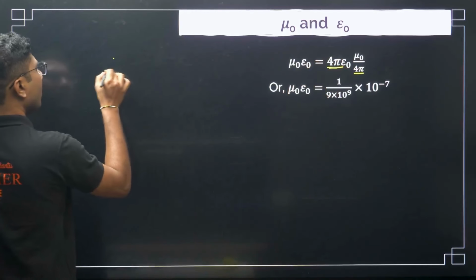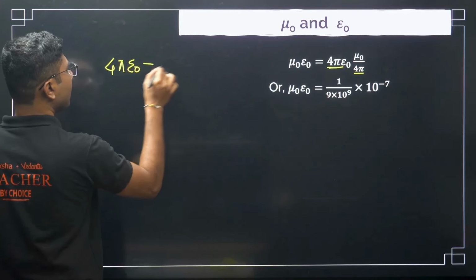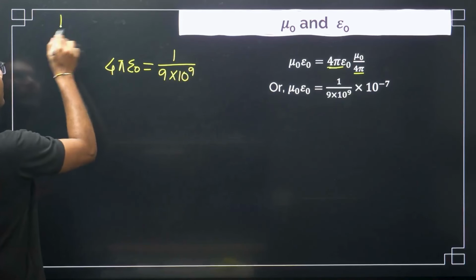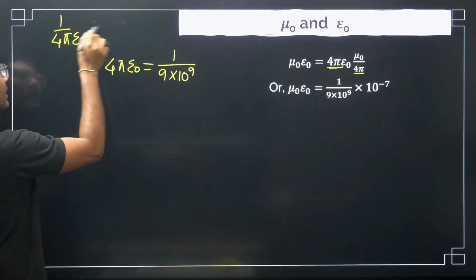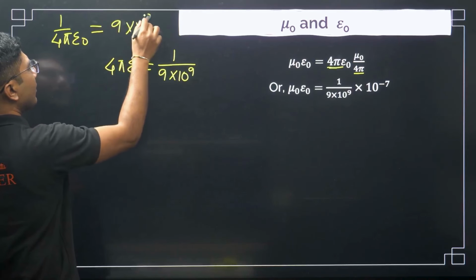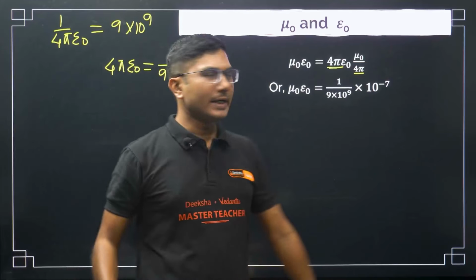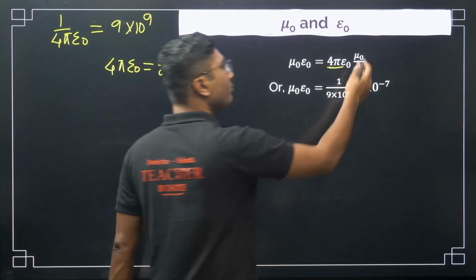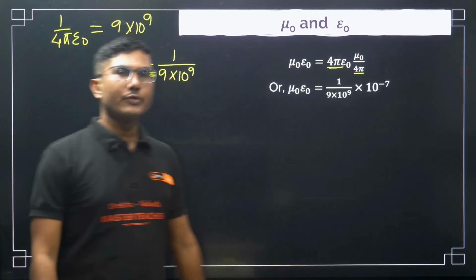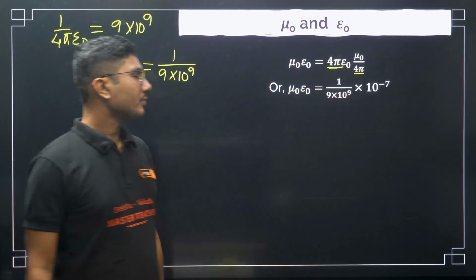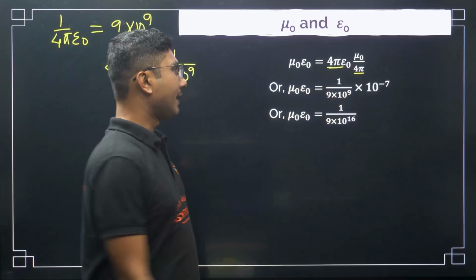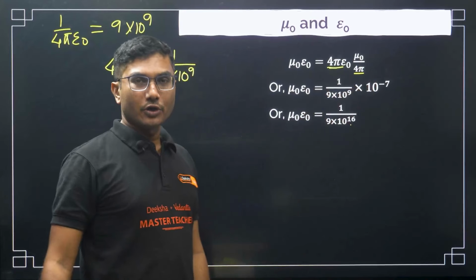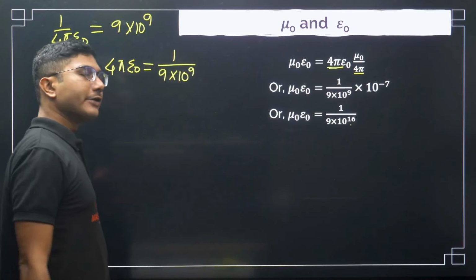So 4 pi epsilon naught is given by 1 by 9 into 10 to the power of 9. Why so? Because 1 by 4 pi epsilon naught is equal to 9 into 10 to the power of 9, so if you take the inverse on both sides, you get 1 by 9 into 10 to the power of 9. Now, mu naught by 4 pi is 10 to the power of minus 7. Taking this value in the division, it becomes 9 plus 7, so 10 to the power of 16. So we get 9 into 10 to the power of 16.